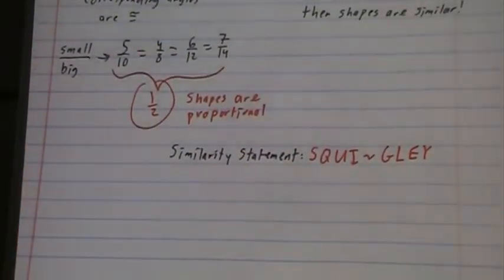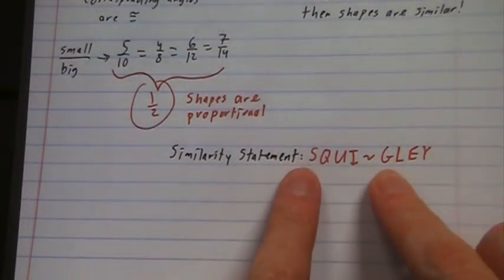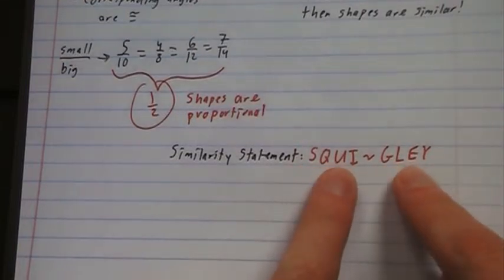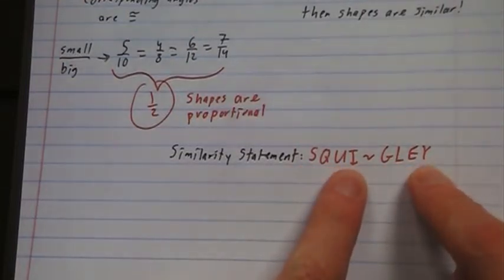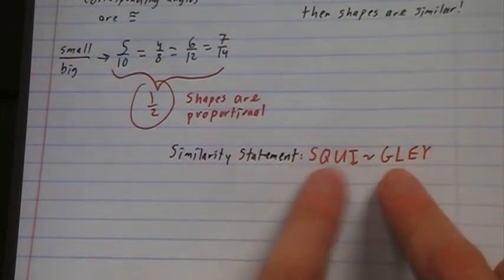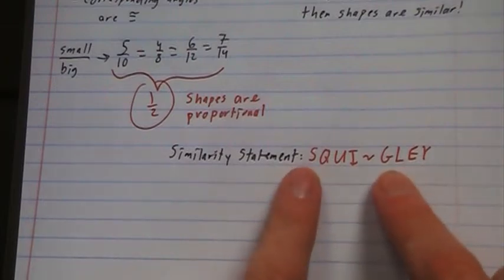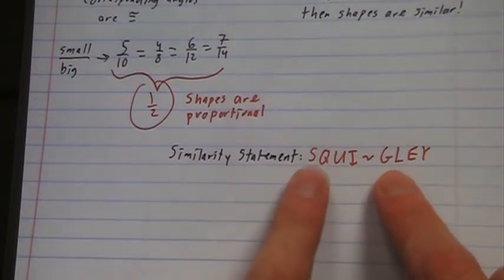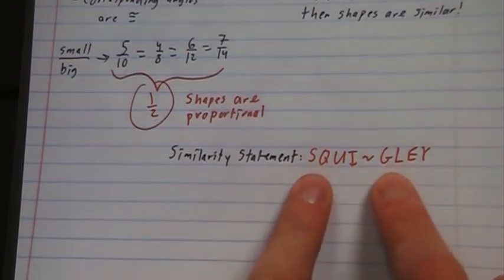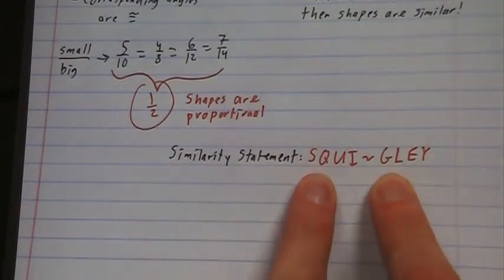Now, with a similarity statement, you know that the first angles are going to be congruent, second angles congruent, third angles congruent, fourth angles congruent. So just like a congruent statement, the matching angles are going to be congruent, but the sides like SQ and GL are not going to be congruent. They're going to be proportional.